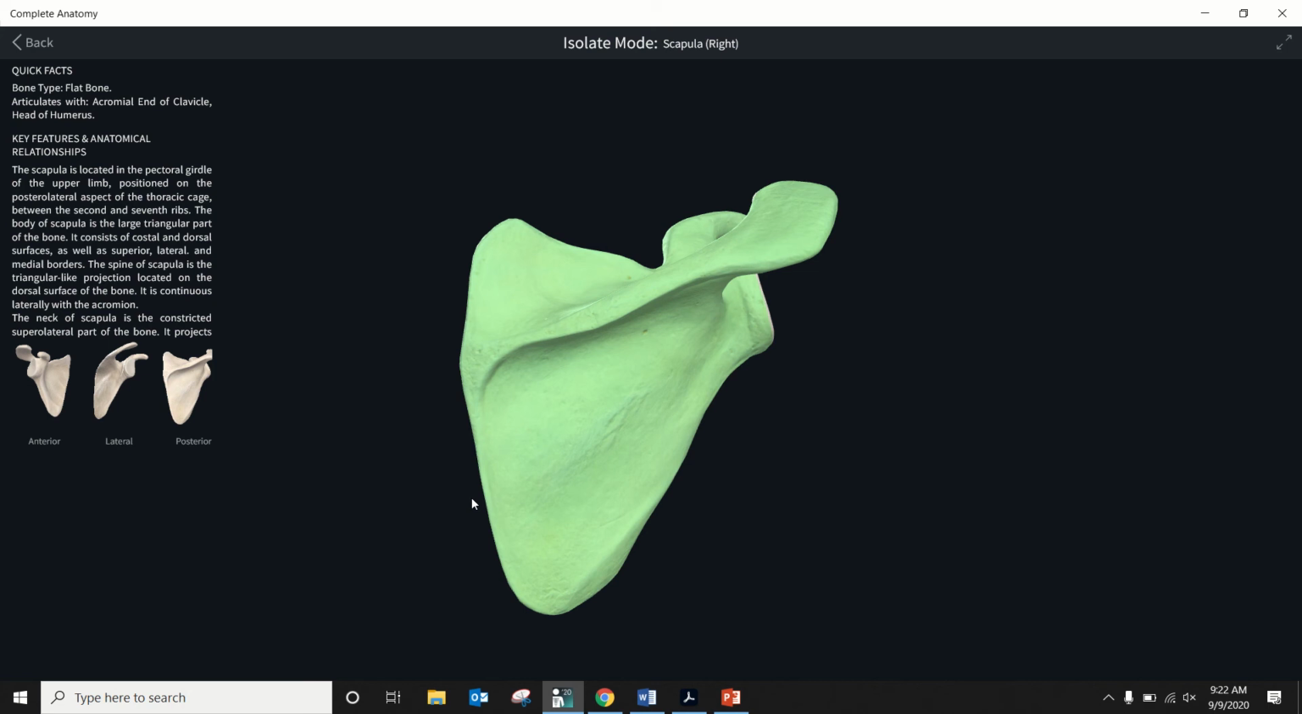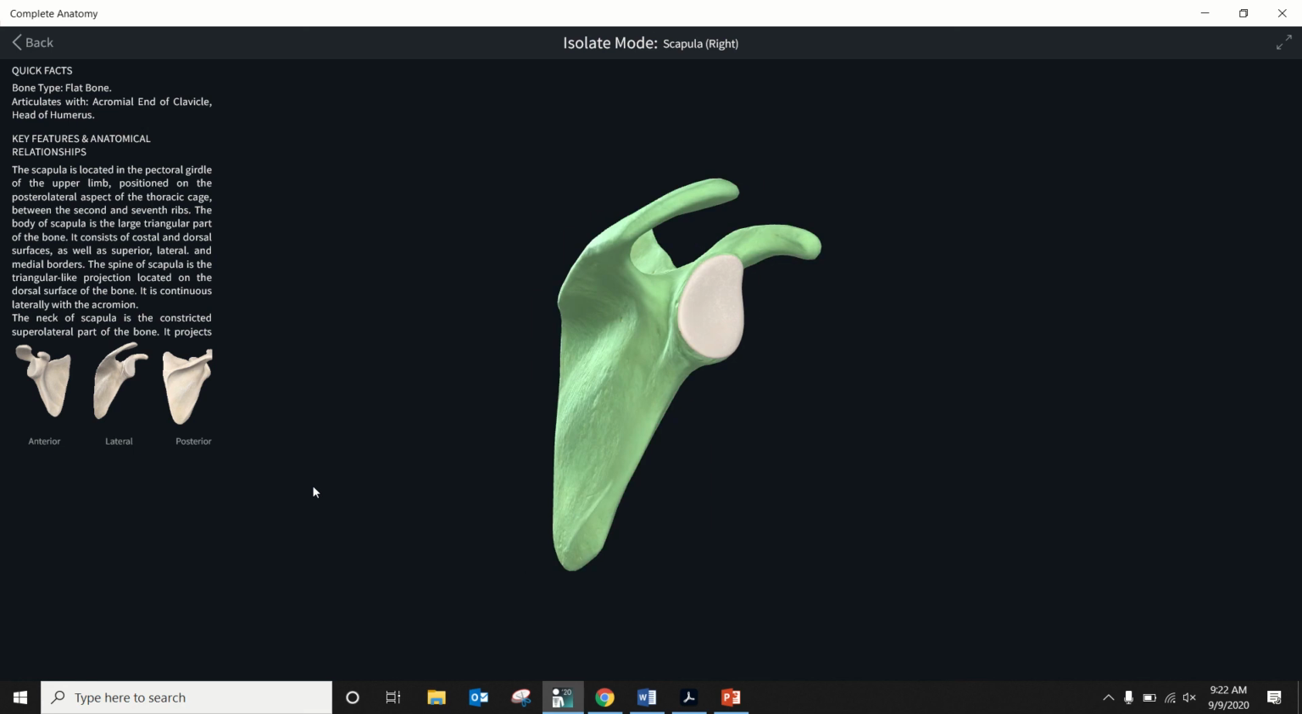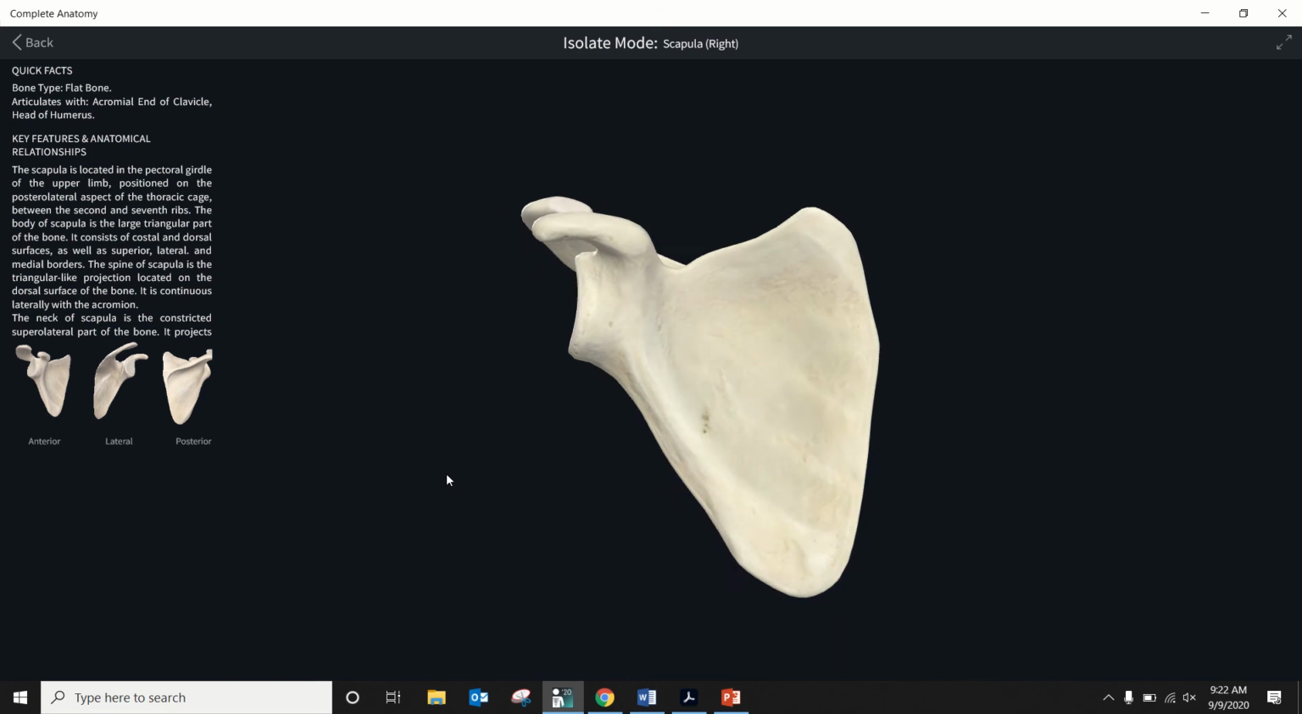So then we've got the subscapular fossa. What we're going to do here is flip our view back to the anterior view. So now you're looking at the front, the anterior aspect of the right scapula. The subscapular fossa is essentially the entire anterior surface of the scapula. So all of this is the subscapular fossa.